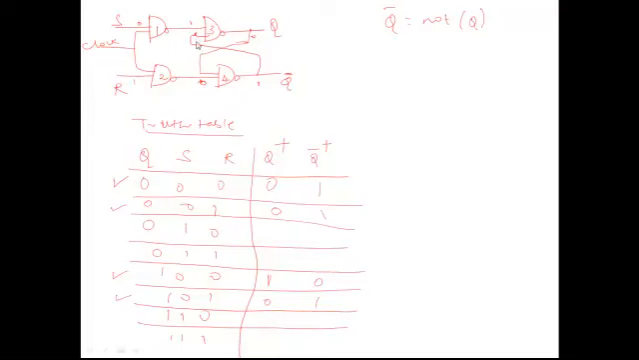And this 1 and 1 combination gives you output 0. It is not at all depending upon the present state. So directly for this combination and this combination, you will directly write it as 0 and 1, and 0 and 1 respectively. Let us see the third combination, that is S is 1, R is 0, Q is 0.